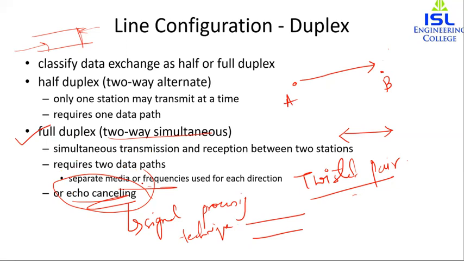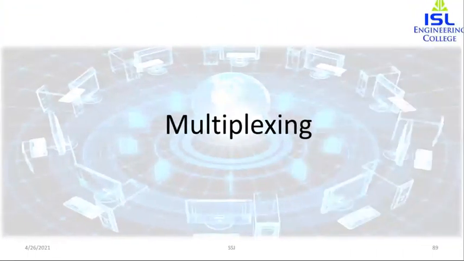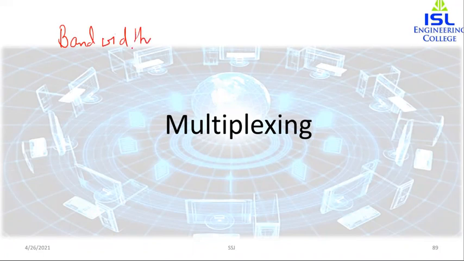Now, before starting with multiplexing, we will see what bandwidth is. So the term bandwidth is basically the data transfer capacity of a computer network. Whenever a data link or a transmission line is transferring data, how much data can it transfer in bits per second? So this is the bandwidth of a computer network.